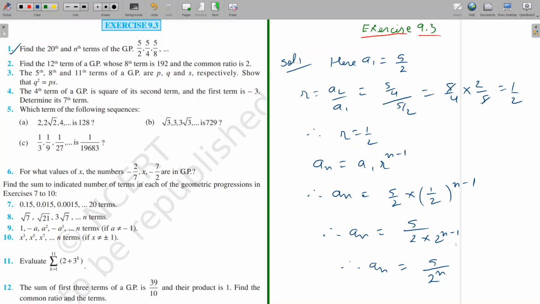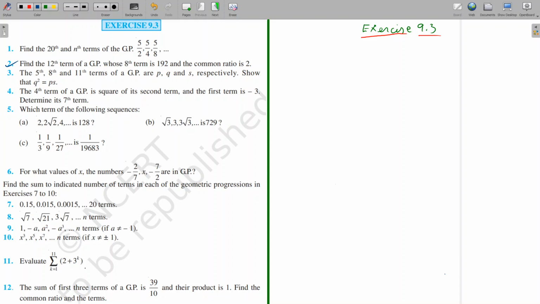So this is the value of the nth term of the given GP. Now, how to find the 20th term? It's very simple. Just in place of n we'll put 20. So a_20 equals 5 over 2 raised to 20. This is the answer to the first part, that is the 20th term, along with the value of the nth term. So question number 1 is complete.